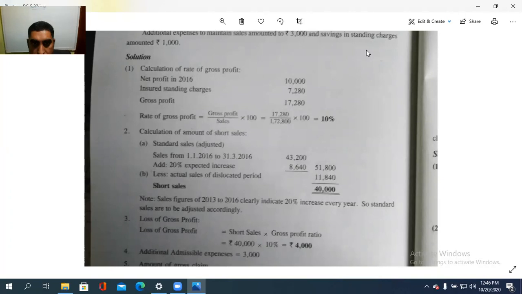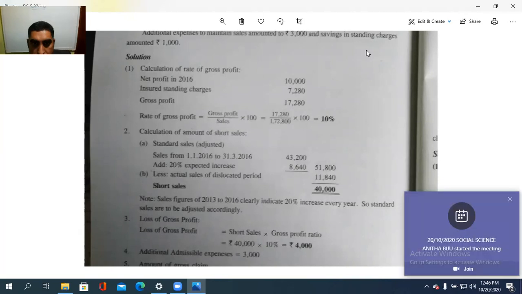So that 43, how much? Sales from 1/1/16 till when? 31/3/16, that is 43,200. That is given in the question. Okay, 43,200 and 20% expected increase of this, so it is 8,640.